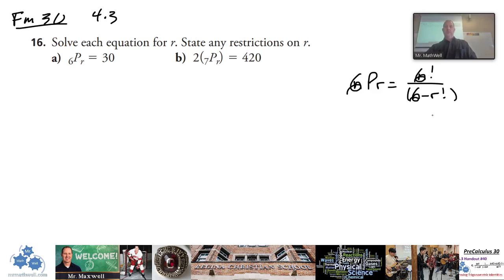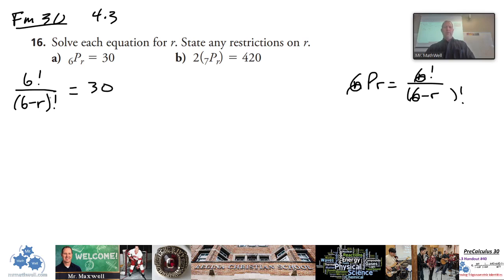Question? Does it matter if the factorial is in the brackets? Oh, it does actually matter, thank you. That does mean slightly different, so I did mean to put that outside. So we've got 6 factorial over, now we don't know what r is, so we're going to do (6 minus r) factorial equals 30. Okay.